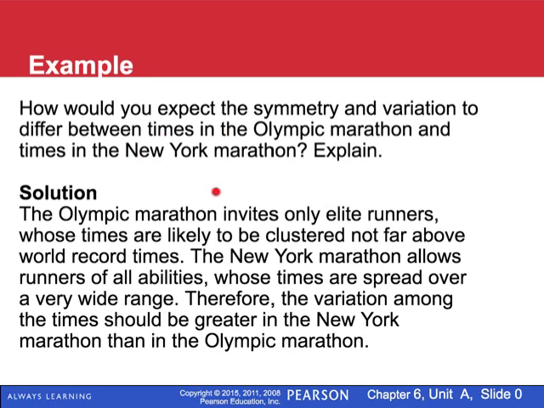In the New York marathon, though, anybody can try. Runners of all abilities can do it, so it's going to be very, very high variation for the New York marathon. The Olympic marathon would be shaped like this, probably symmetric with low variation. And the New York marathon would be spread out like this, lots of variation. So that's that, and that's all for this section.